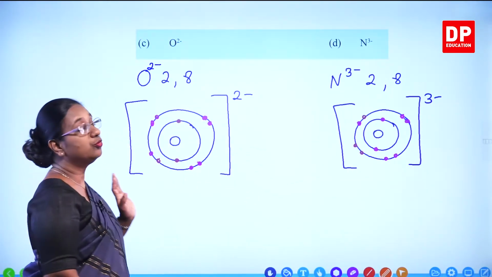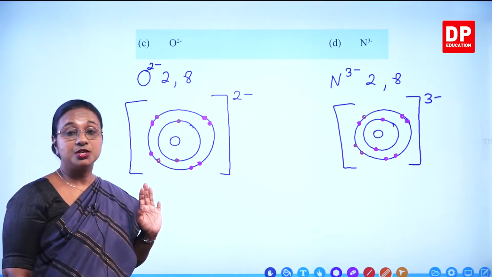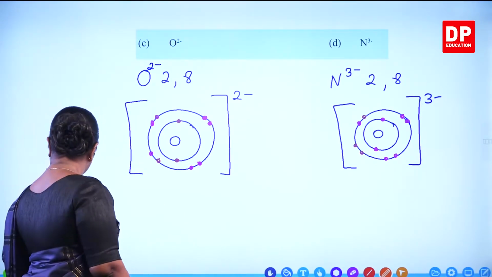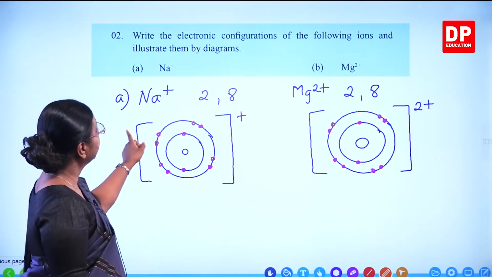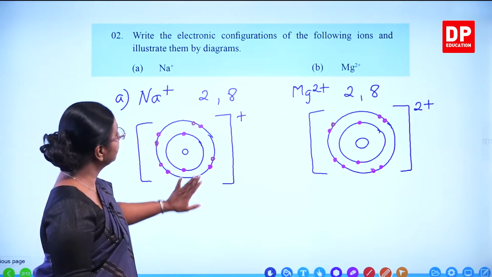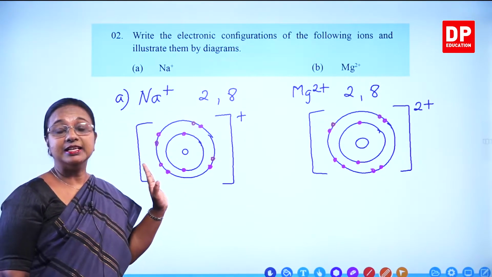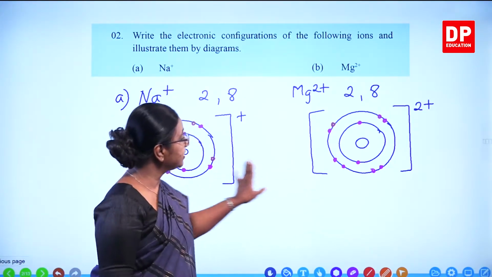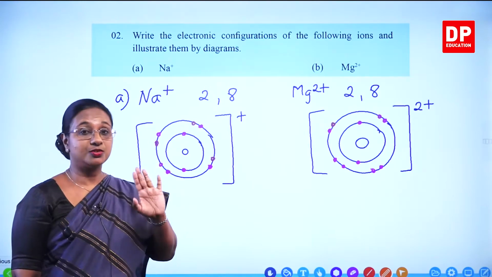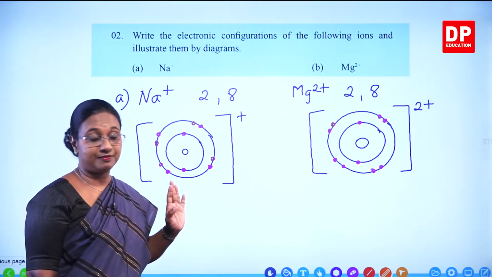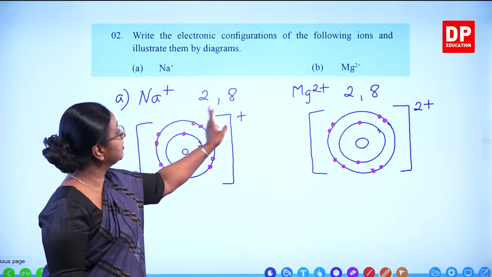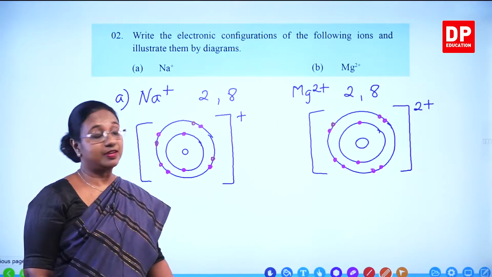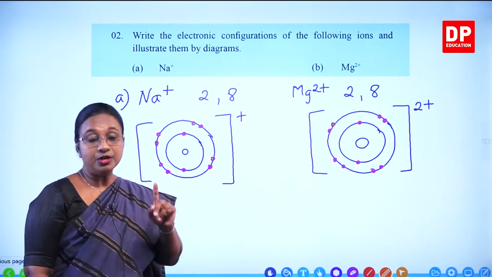The 2 ions that we drew first, sodium, magnesium. I will go back to the previous slide. Here you can see after losing, they have obtained the noble gas electronic configuration. So, here you can see they have complete shells. So, that is a stable electronic configuration. And they all have the same electronic configuration 2, 8, similar to neon.